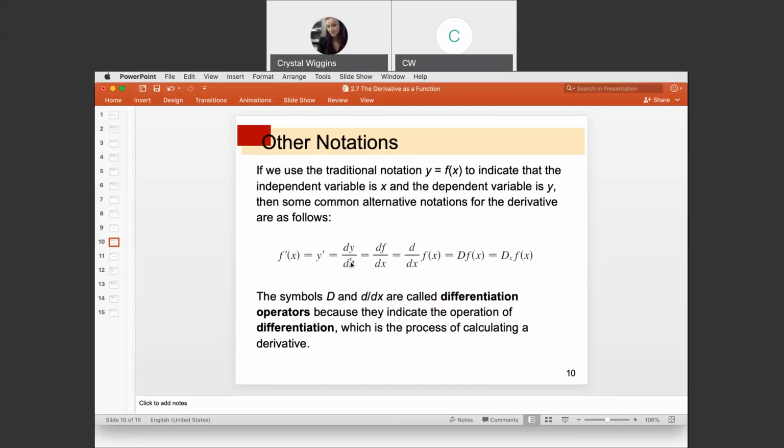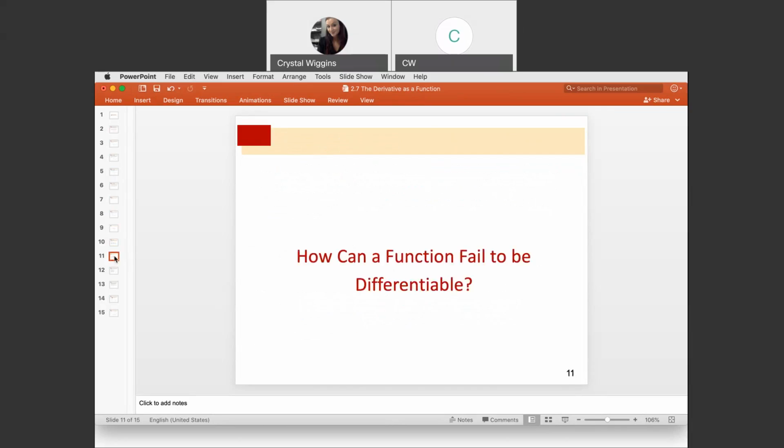dy dx tells you that the dependent variable is y and the independent variable is x. You're taking the derivative of the y function with respect to the variable x. Same thing is here, except you're using function notations. You're taking the derivative of the function f with respect to the independent variable x. And these are all different types. These notations here, the last three, are less likely to see in calculus. You see these in differential equations more, and I would say we work with the first couple the most in this class. How can a function fail to be differentiable?